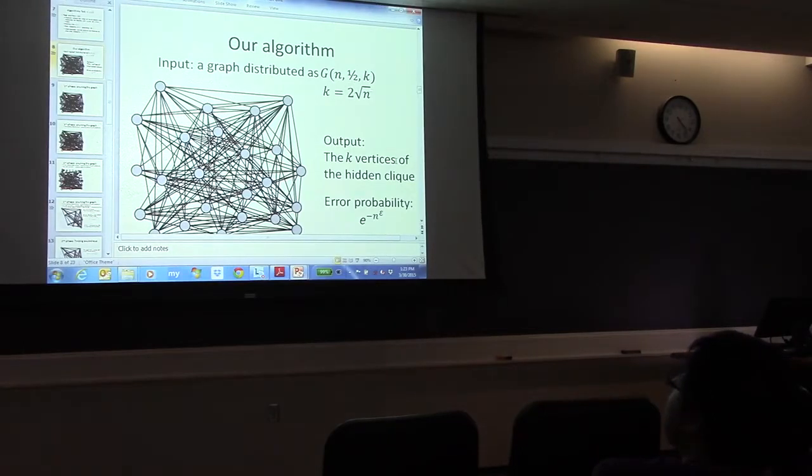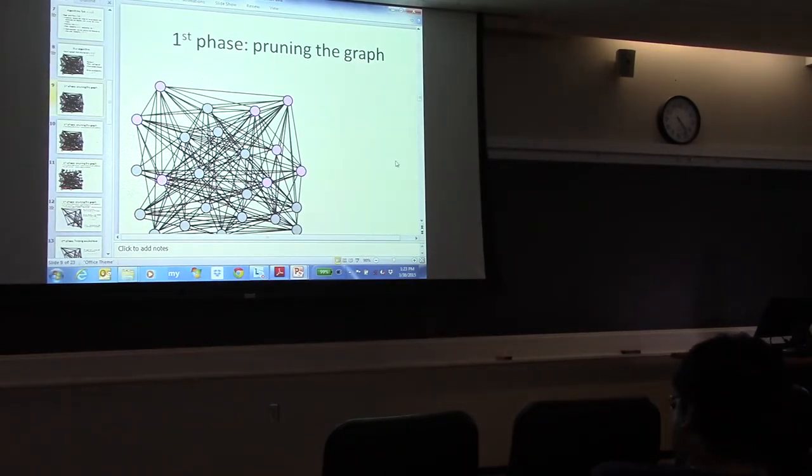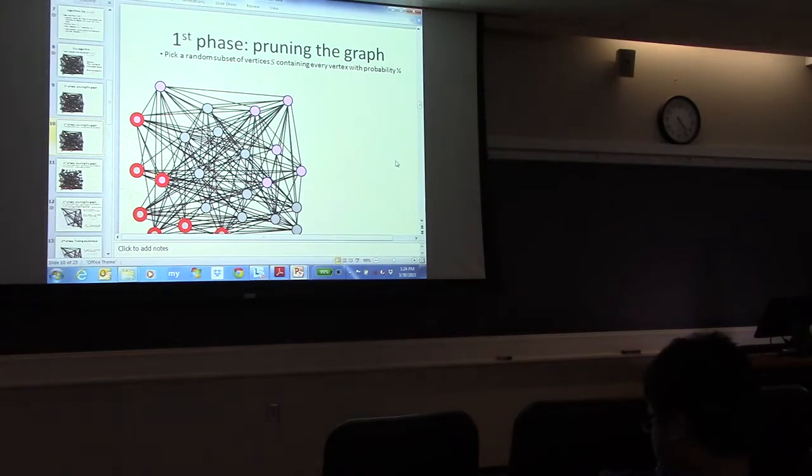So let's start with a clique of size 2 root n. And what we want to find is the k vertices of the hidden clique. And the error probability will go pretty quickly to 0. This is the probability this will fail. Okay, so the first phase. These purple nodes are the nodes of the clique, but the algorithm doesn't see them. They're just here for illustration.